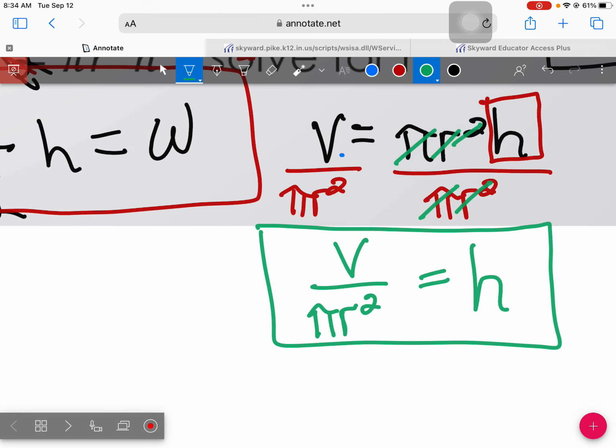Letter D. Ooh, this one's a little bit tougher. Not terrible though. Solve for A. Solve for A. Take a moment, see if you can solve for A by itself.